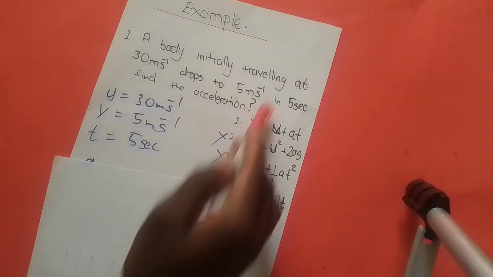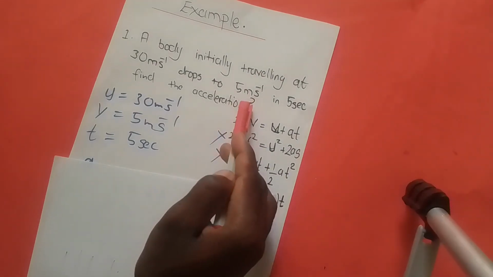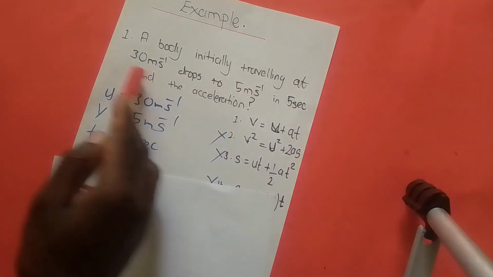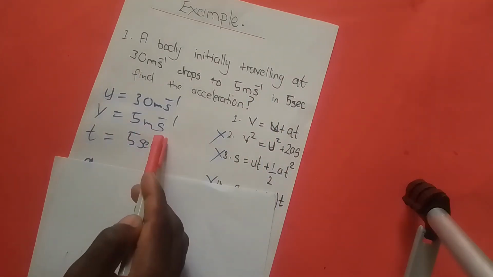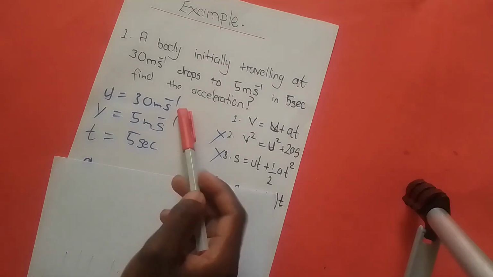It drops to, the final velocity was 5 meters per second, because it was initially traveling at 30 and it dropped to 5. Therefore, that means the final velocity v is equal to 5 meters per second. So these are the variables we have.